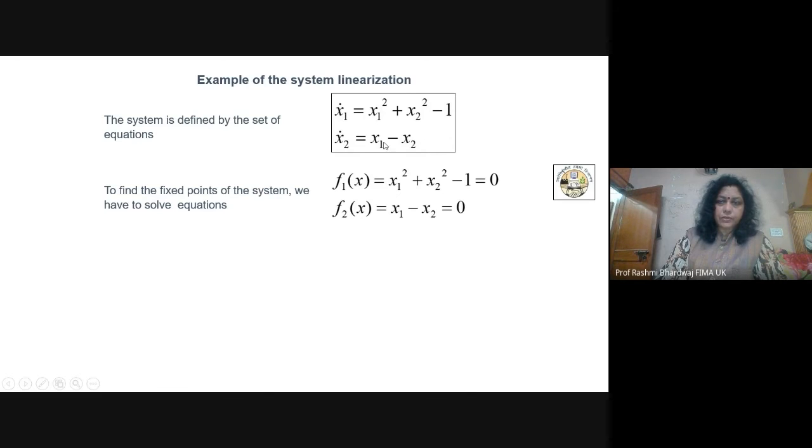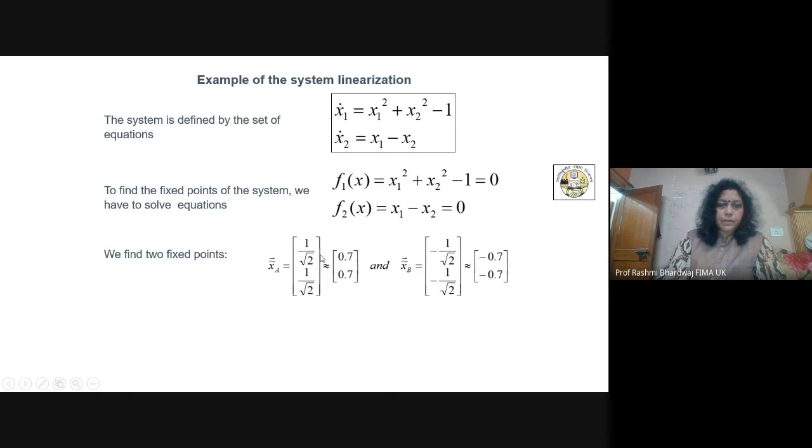When you are equating to 0, from this equation you are getting x1 equal to x2. When you are substituting x1 equal to x2, from here you got 2x1 square equal to 1. This means x1 is plus minus 1 by root 2. So your points are (1 by root 2, 1 by root 2) and (minus 1 by root 2, minus 1 by root 2). So you got these two fixed points, roughly 0.7 and minus 0.7.